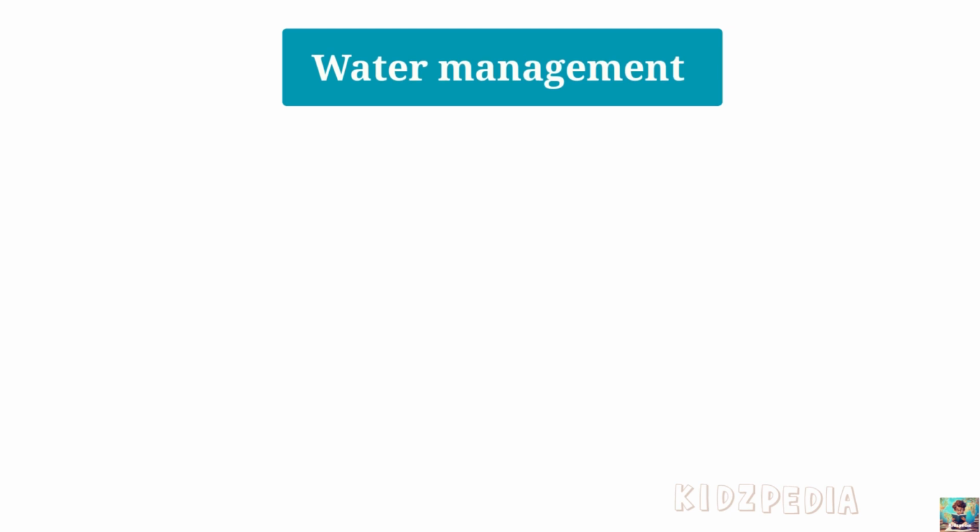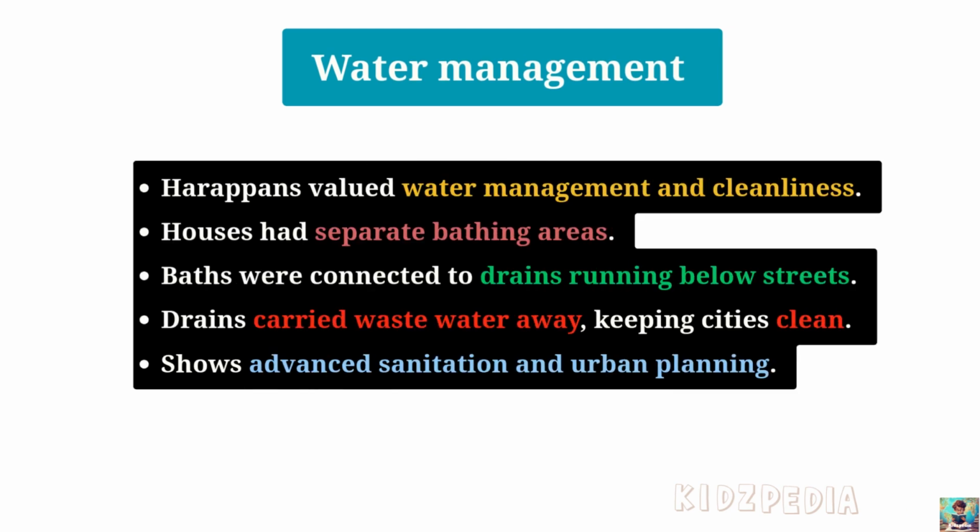Next is water management. The Harappans gave much importance to water management and cleanliness. Many houses had separate bathing areas. These baths were connected to a network of drains which ran below the streets. The drains carried wastewater away, keeping the city clean and hygienic. This shows that Harappans were advanced in sanitation and urban planning, even thousands of years ago.